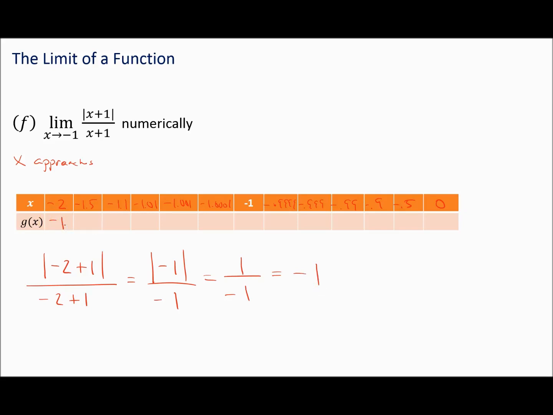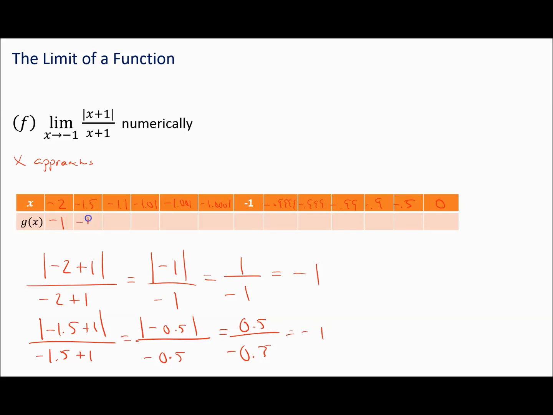And then I try it again with -1.5. So I have the absolute value of -1.5 plus 1 divided by -1.5 plus 1. Well, in the numerator, -1.5 plus 1 is -0.5, still in the absolute value, divided by, well, -1.5 plus 1 is -0.5. Now in the numerator, the absolute value makes this positive 0.5, but it stays negative in the denominator, and I get -1.